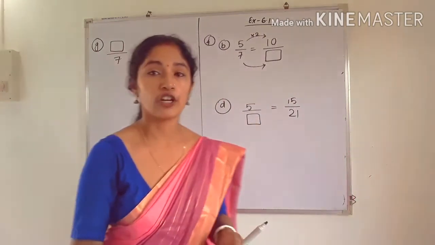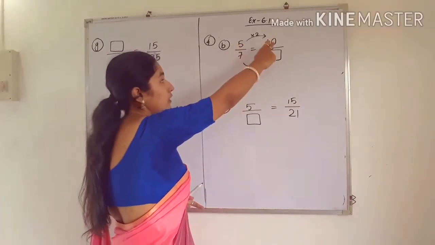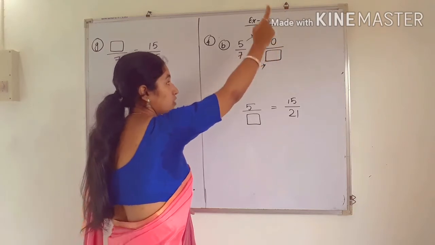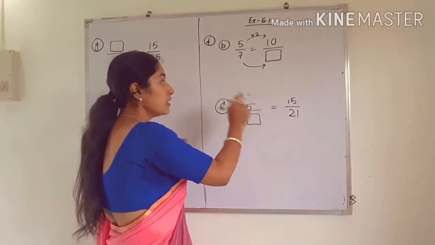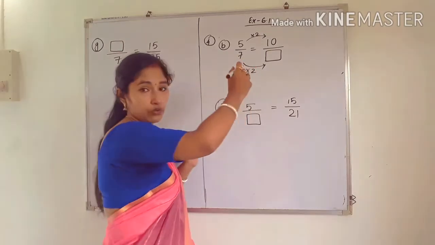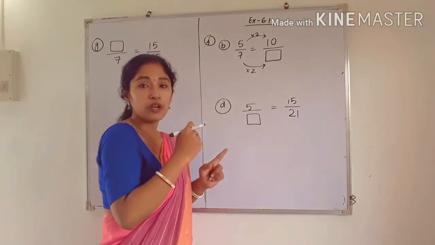To get an equivalent fraction. So here we are multiplying the numerator with 2 to get the numerator of the second fraction. Similarly, that means we have to multiply 2 in the denominator also, because we know that we have to multiply with the same number in numerator and denominator.